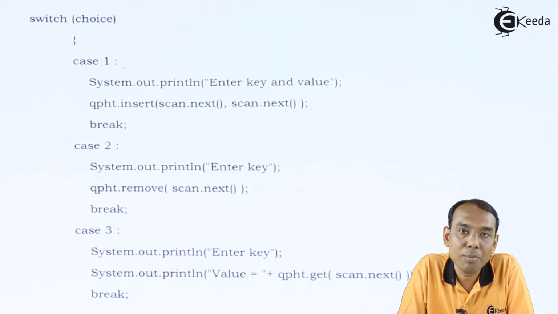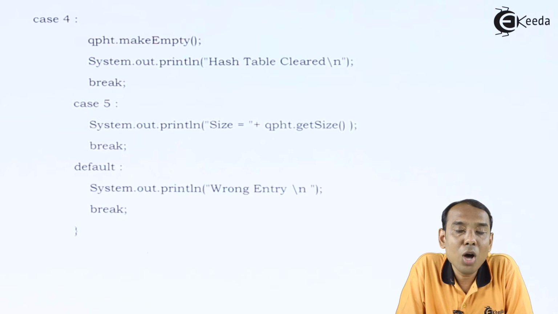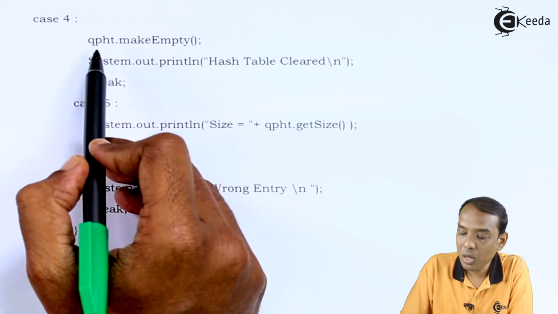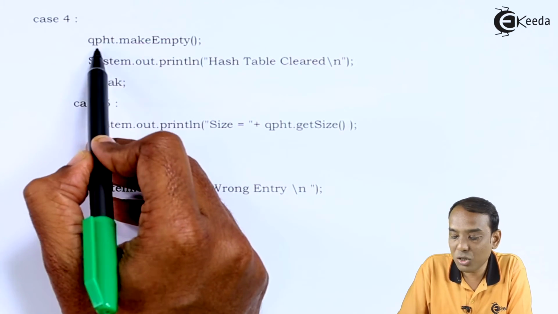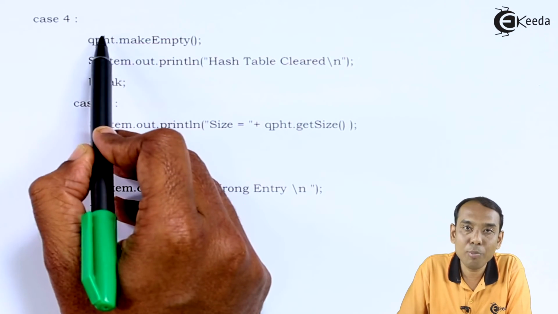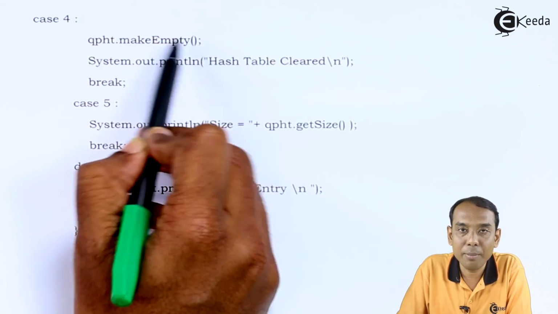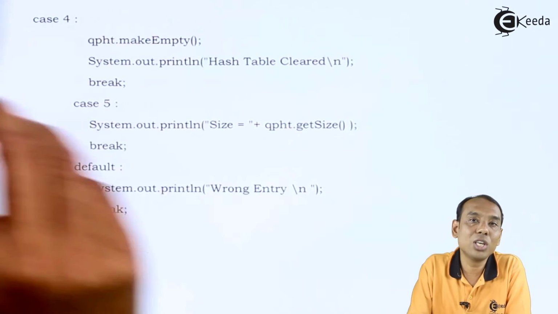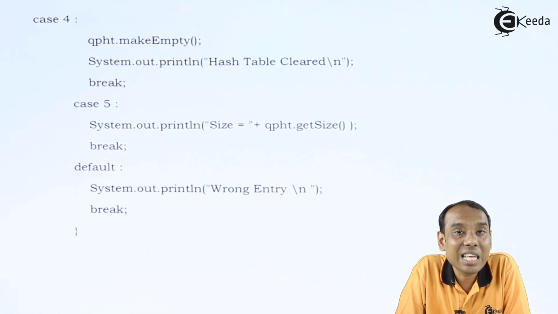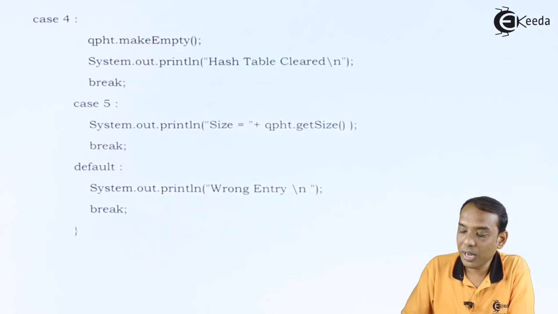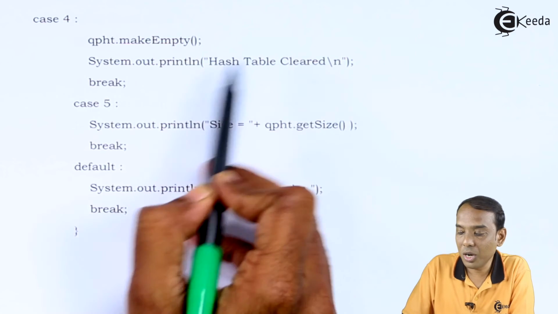Now we will move to case number 4. In case number 4, we are going to make sure that the hash table is cleared. We call the method makeEmpty based on the object of QPHT. We write down QPHT, that is the object of the class quadratic probing hash table, dot makeEmpty. This function is called. Once this function is called, all the keys and their corresponding values are removed. That is, keys[i] and vals[i] are made to point to null. That is, they are going to have the value null. So we can safely say that the hash table has been cleared.